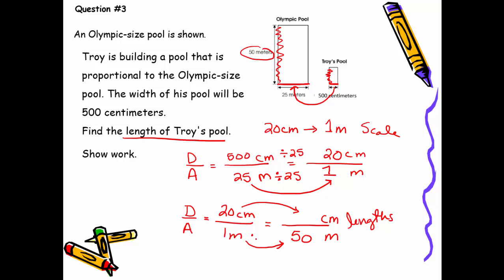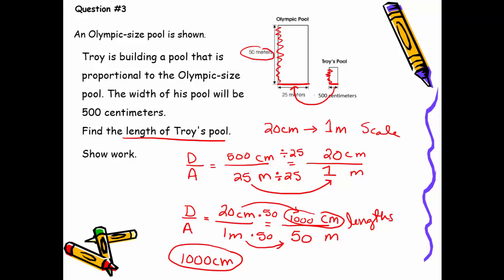Well, how do I get from 1 to 50? I focus on my denominators. 1 times 50 is 50. If I'm going to multiply the denominator by 50, I multiply my numerator by 50. 20 times 50 is actually 1,000 centimeters. This is awesome. I know Troy's pool is 1,000 centimeters long.